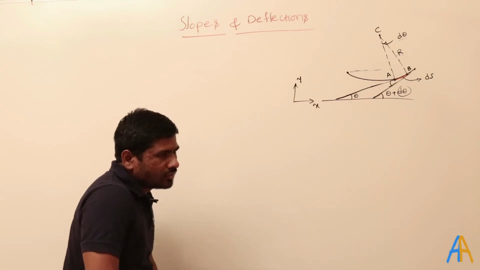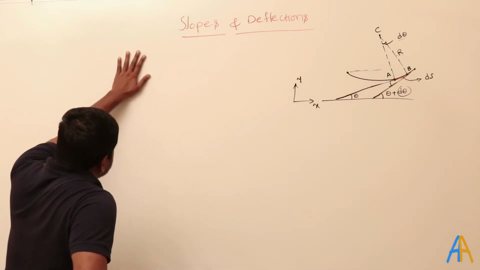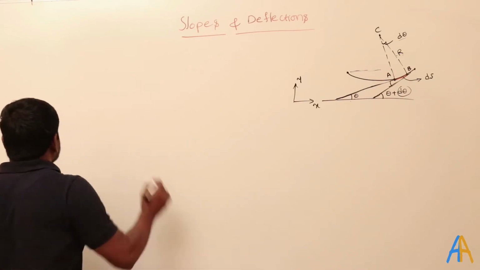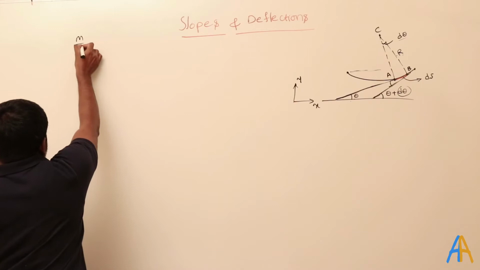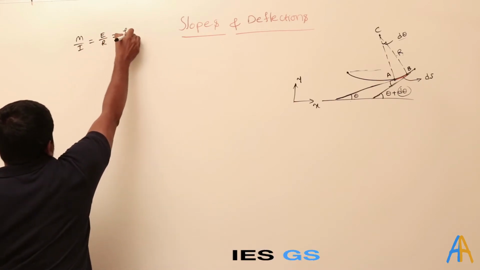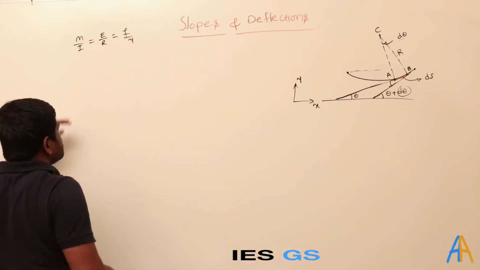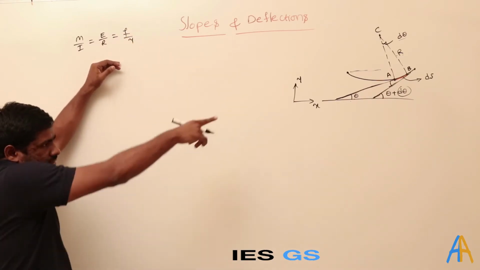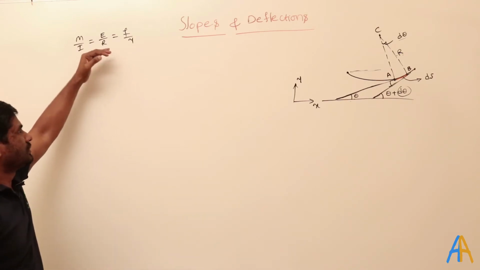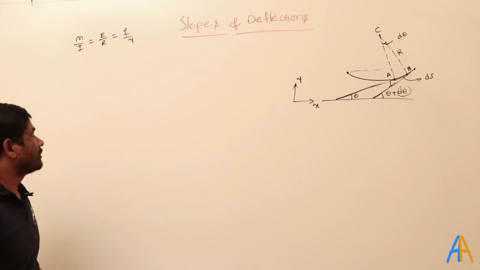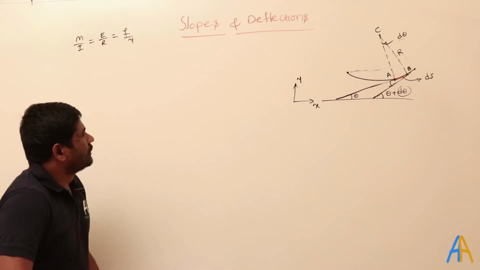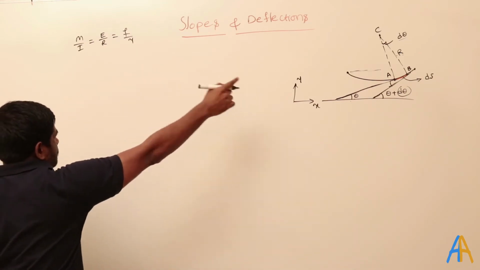So here I want to find the relation from the relations that I already know. What is the relation that I already know? M by I equal to E by R equal to F by Y. This is related to the beam. See, here it is also a beam. When can I call it a beam? When it is subjected to lateral forces; then only the slope and the deflections happen here. Anyway, I can use these two relations and try to find something here. So R I can find from that.